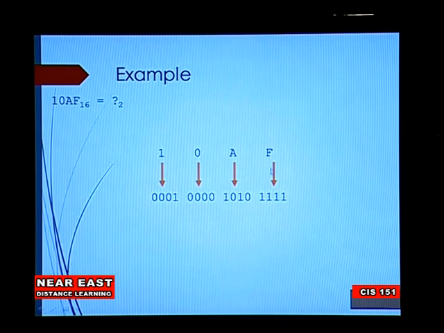So we have F, which is equal to 15. F is 1, 2, 4, and 8: 8 plus 4 plus 2 plus 1 equals 15. Again, A is the number 10 in hexadecimal, so we write it like this: 1010, which is 8 plus 2, which is 10. For 0, it has to be all 0s, and 1 is 0001. So 10AF in base 16 is equal to this number in base 2.